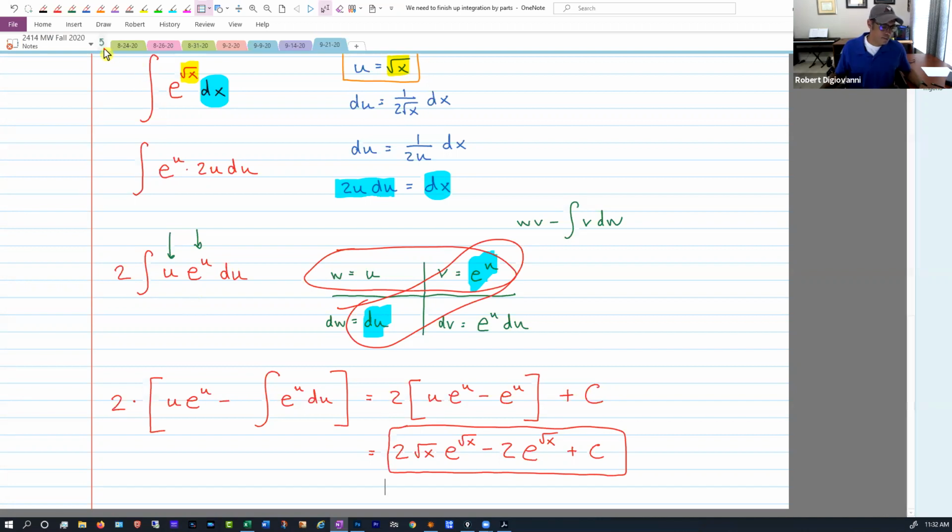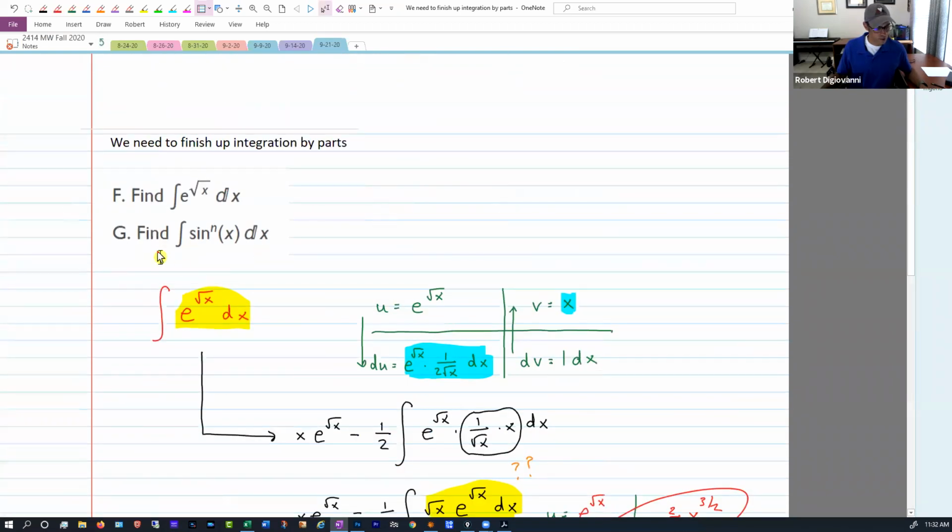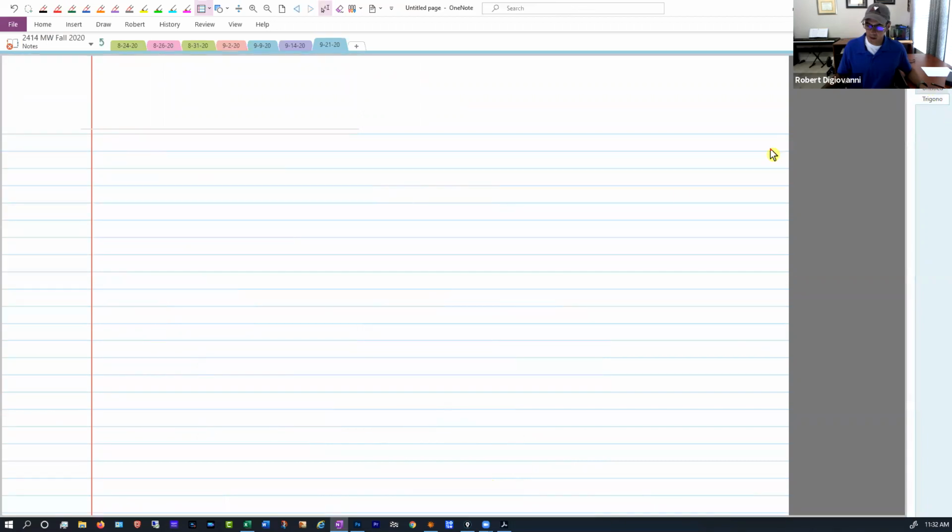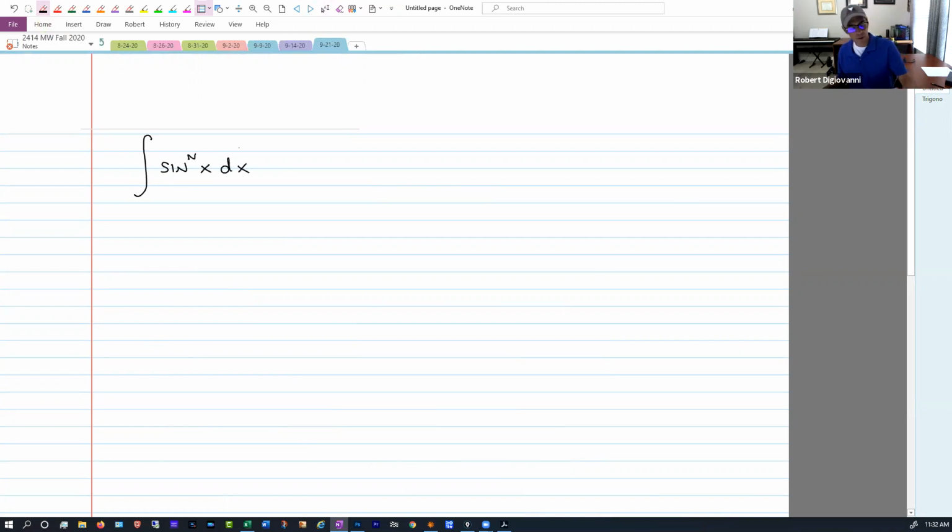All right, the next problem that we're going to do, this one right here, the integral of sine to the nth power of x dx. Now just remember, sine to the nth power of x really means sine of x raised to the nth power. That's what that notation with the little n up there is, just taking whatever sine is and raising it to a power. Okay, so what is the antiderivative of this?